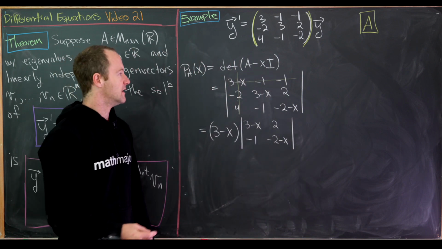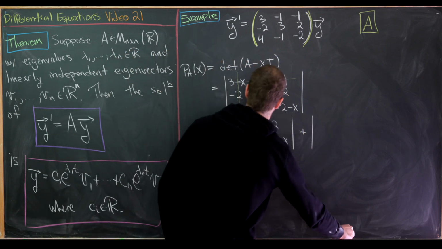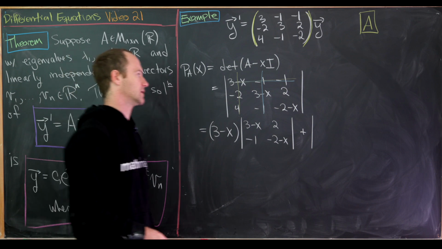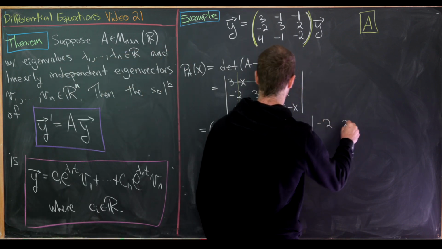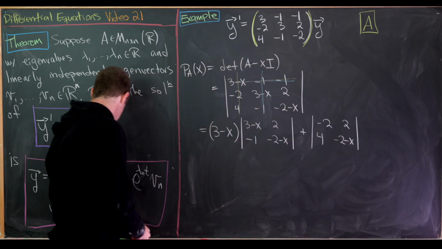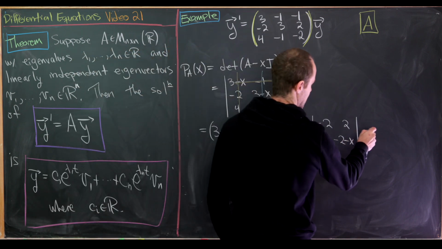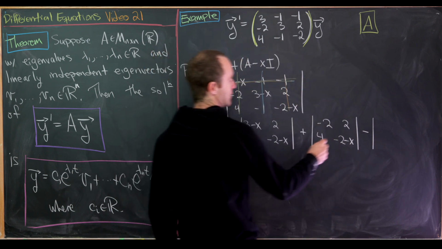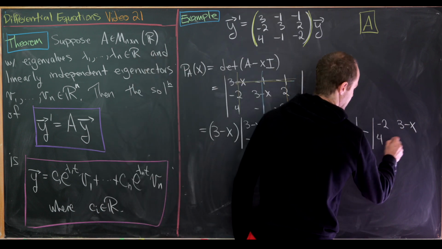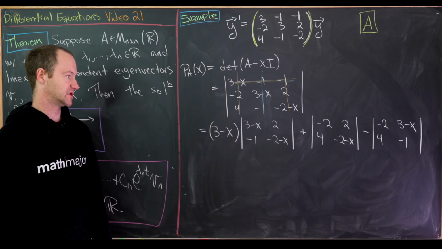Okay, good. Then we'll have minus negative 1, so that turns into a plus 1. And then what we get from expanding with the first row in the second column. So there we've got negative 2, 2, and then 4, negative 2 minus x. Okay, and then finally, expanding in the last column in the first row will give us a minus 1, and then we'll have negative 2, 3 minus x, and then 4, negative 1, 4, negative 1. Now we just have to calculate all of those 2 by 2 matrix determinants.